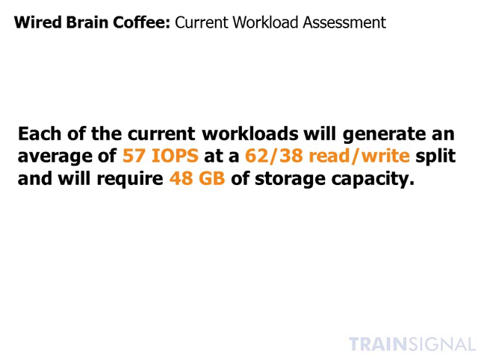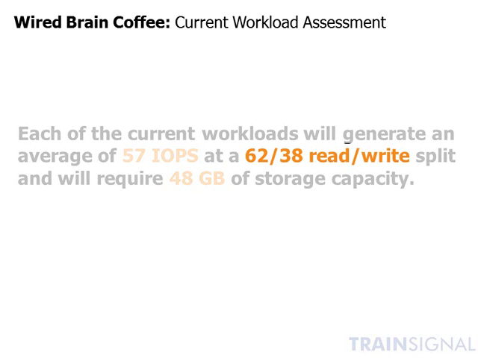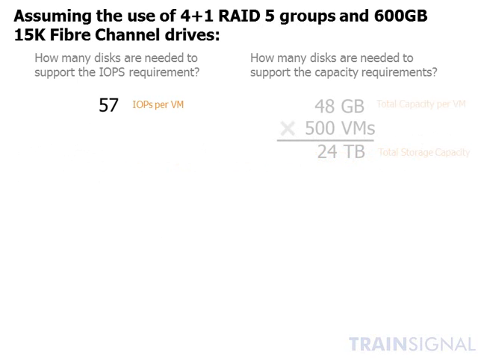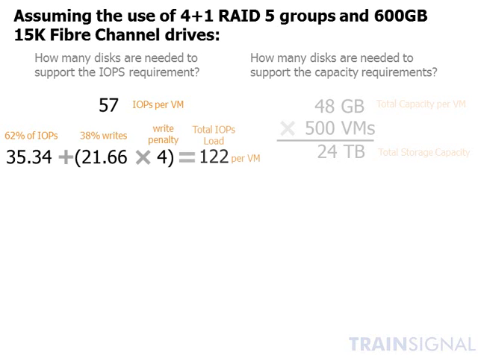So in this case, we're looking at a read-write split of 62% read, 38% write. And so if we assume a RAID 5 backend, then we can begin to calculate what our IOPS load is going to be on the actual array itself. So we'll do that by first taking 62% of the IOPS, which in this case is 35.34. We'll add that with the 38%, which are writes, and then we multiply that number by the RAID write penalty with RAID 5 in a 4+1 set. That is a write penalty of 4, and that gives us a total IOPS load of approximately 122 per VM.